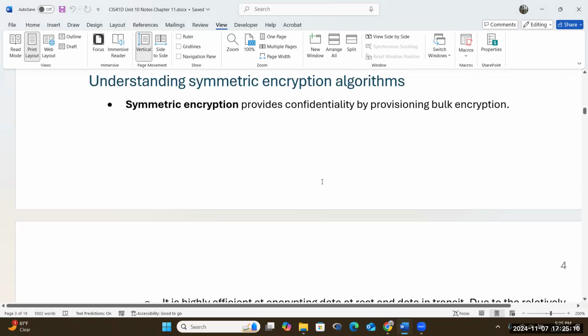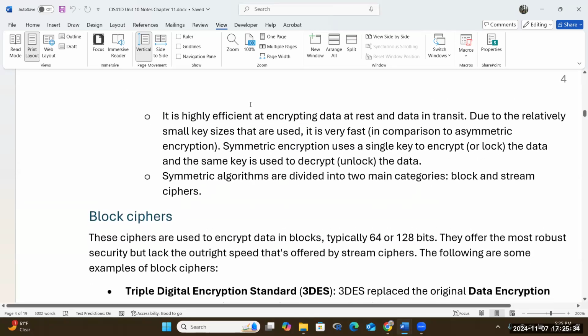Asymmetric uses different keys, public and private key. So one key is used to lock and the other key is used to unlock. Symmetric, the reason why it's used for bulk encryption is because it is convenient and it's fast. So this is why you see it used for stream and block. So we'll talk about the categories and the types of encryption. So it has high efficiency, right? We talked about how it uses one key to lock and unlock.